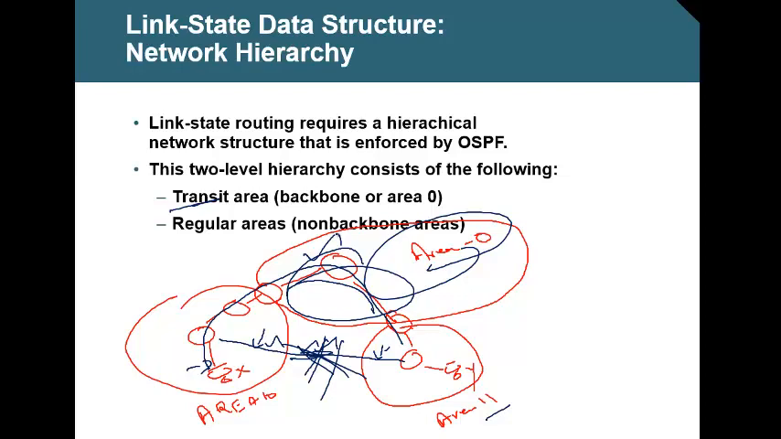So area 0 is always a transit area for other areas' traffic. Regular areas are the ones which may be a source or a destination. Two levels of hierarchy: transit area and regular area.